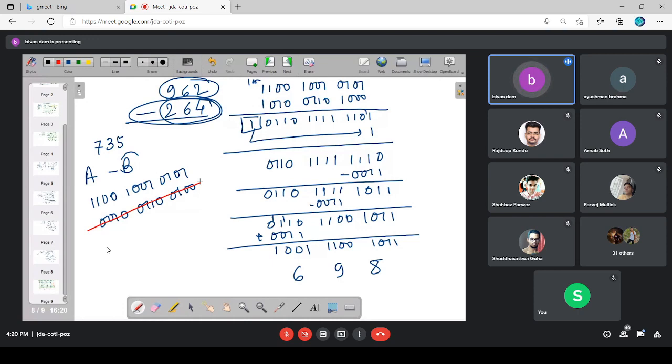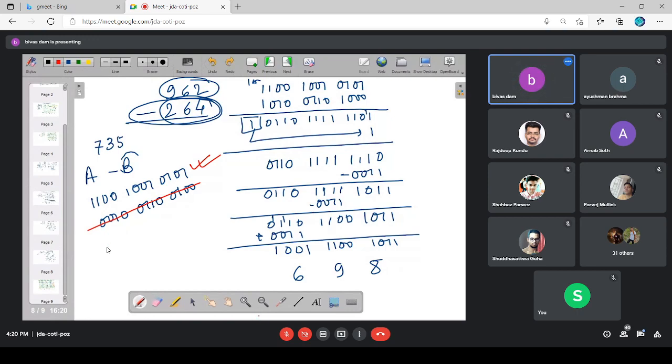If you are going for the excess-3 BCD, in that case the excess-3 BCD of 962 is given as the input, and the excess-3 BCD of 264 should be given as the other input. So what is the excess-3 BCD of 264? No, 0, sorry. Two, then 6, then 4. 4 means 7. So these are the two inputs.